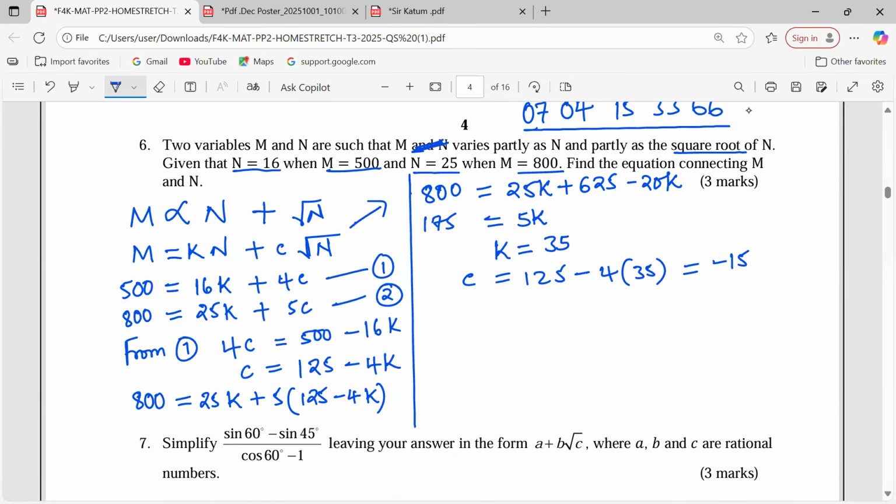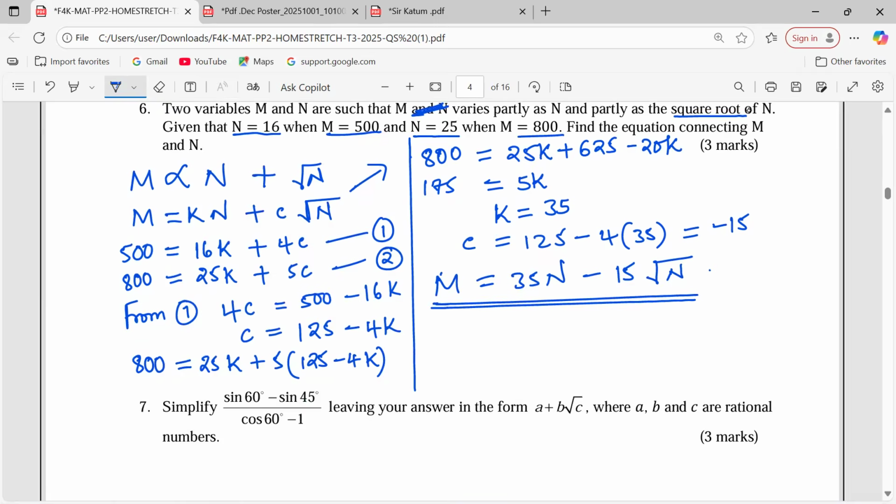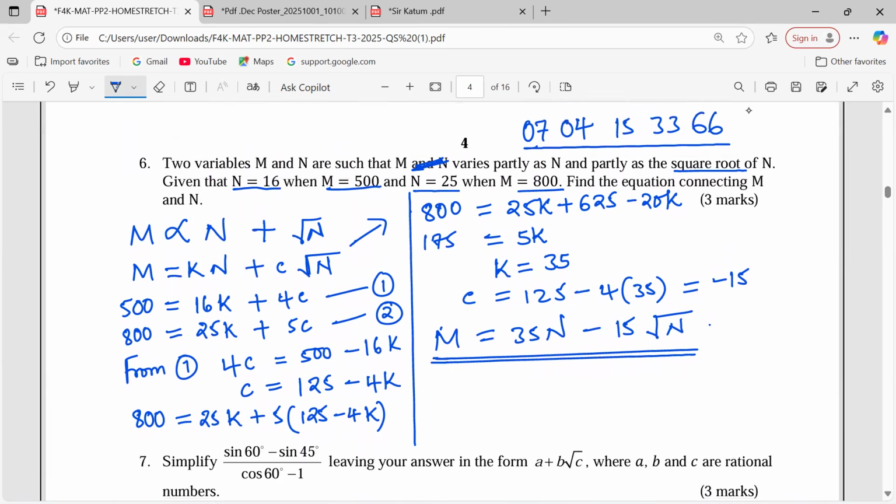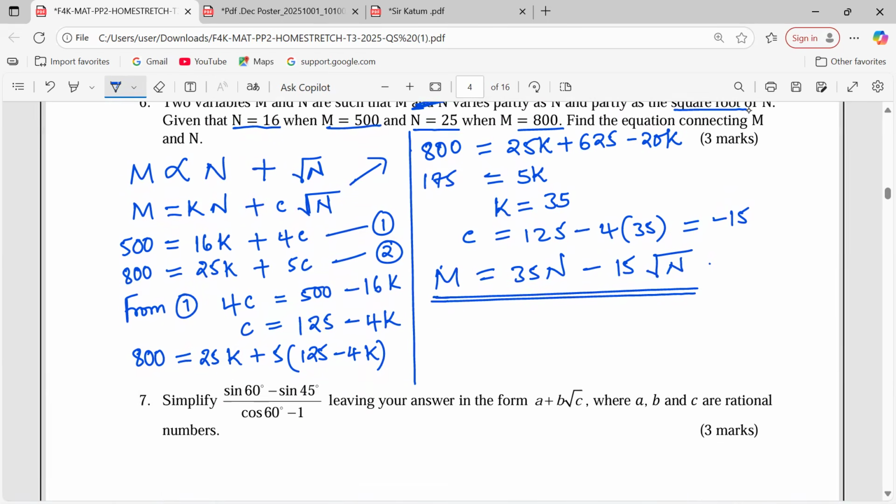When we get negative 15 as the value of C, and we are having the general equation here, we make it specific. M equals K, 35, multiplied by N, then minus 15, which is the value of C, the square root of N. So we have now expressed the equation that connects M and N that way. So that is it. We are done with number 6.